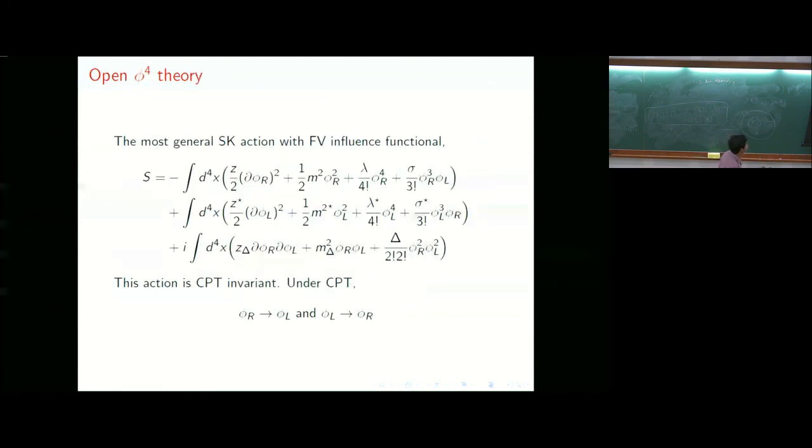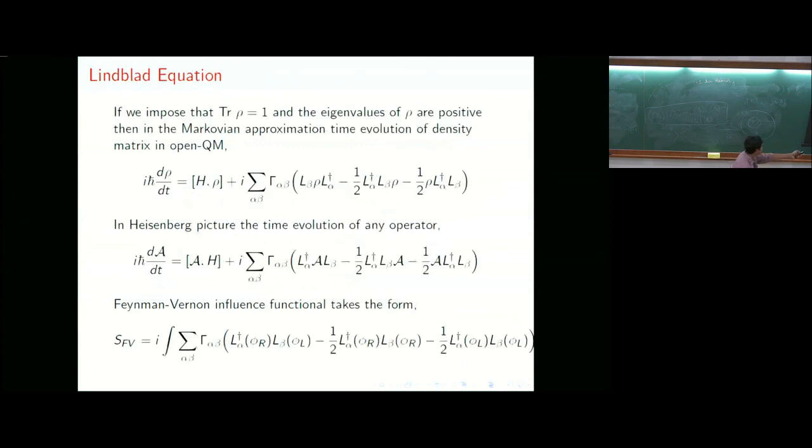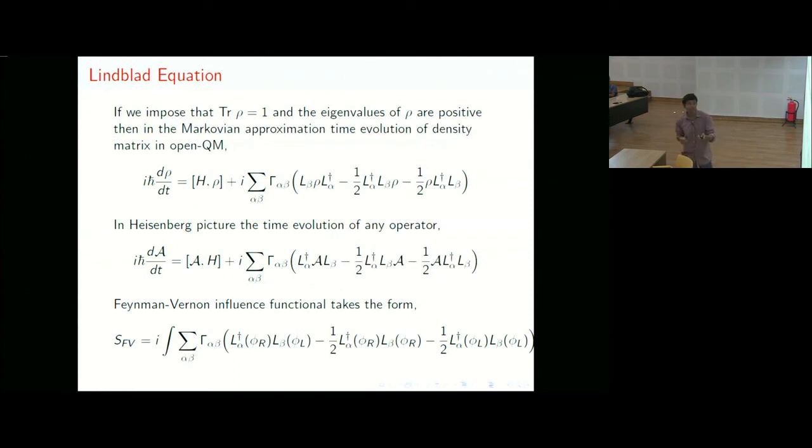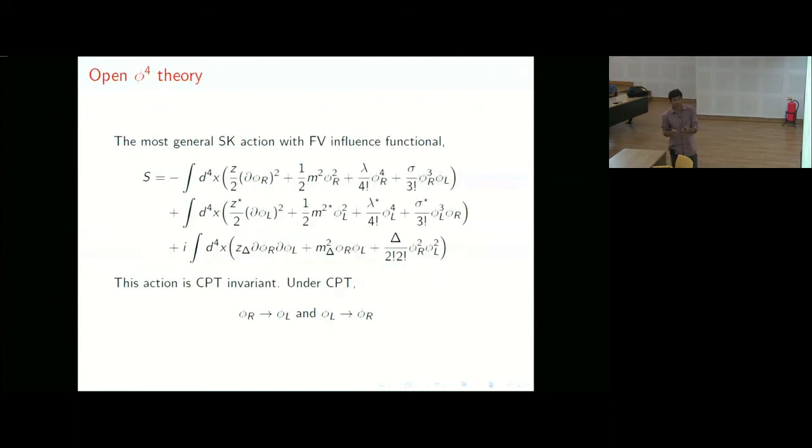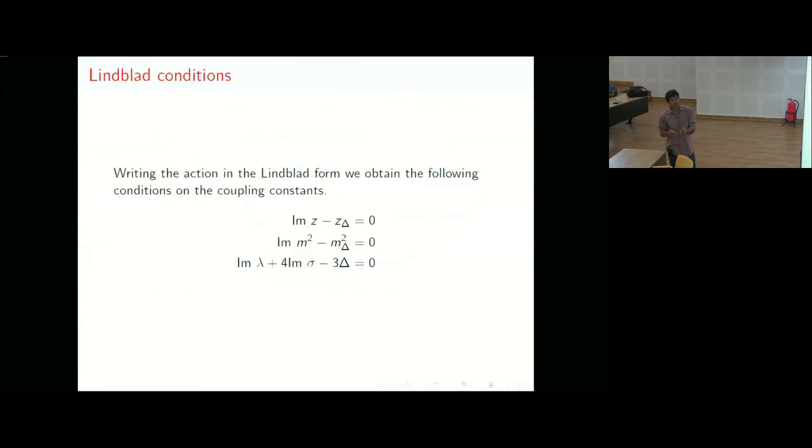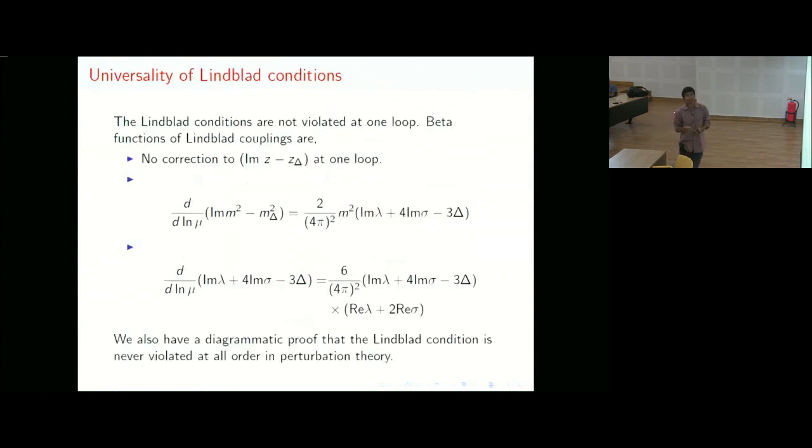Yes. So if we write that Lagrangian in this form, then we'll get this constant. We also have a diagrammatic proof that these conditions are never violated at all orders in perturbation theory. So why is this important? It's because if these were not zero under renormalization, then the theory is not Markovian. So that's why this was important.